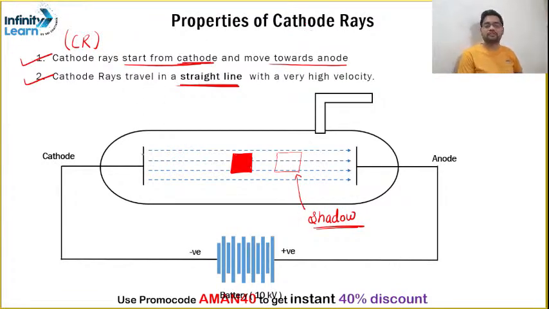So a cathode ray starts from the cathode and moves towards the anode. Second, what did they say? Cathode rays travel in a straight line with a very high velocity. How can we say high velocity? Because as soon as the object was taken out, it was found to be hot. And we know that whenever a fast moving object strikes any surface, it produces heat.